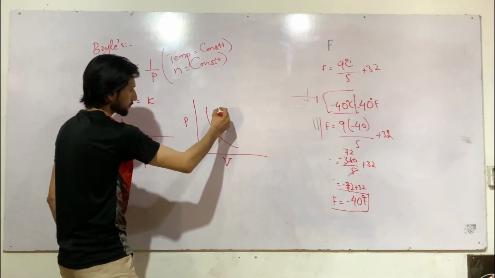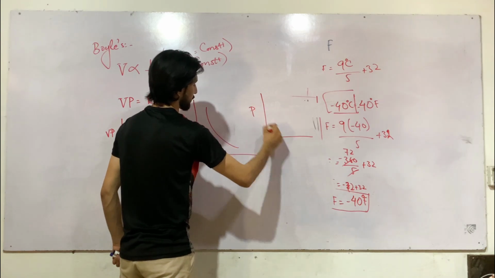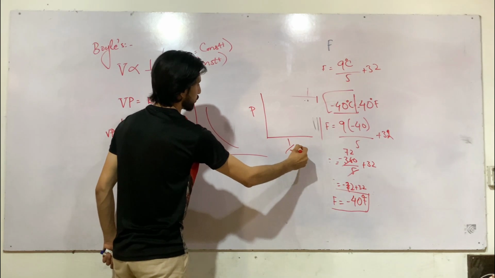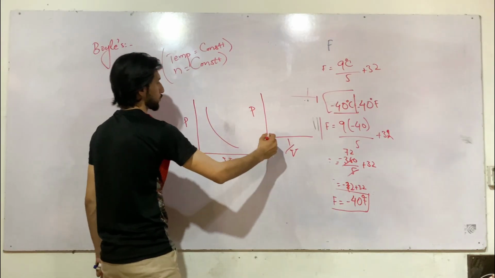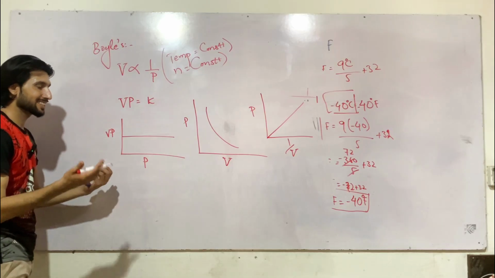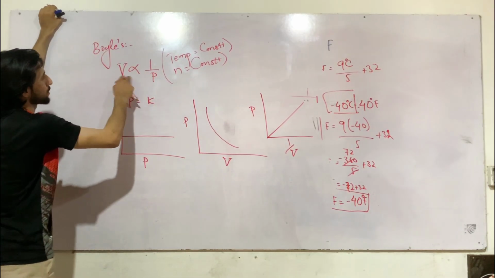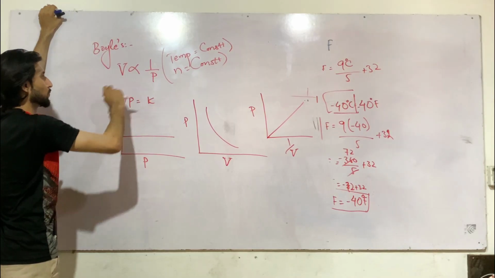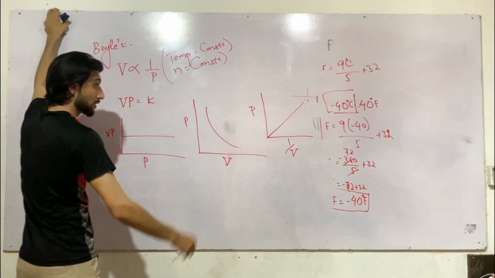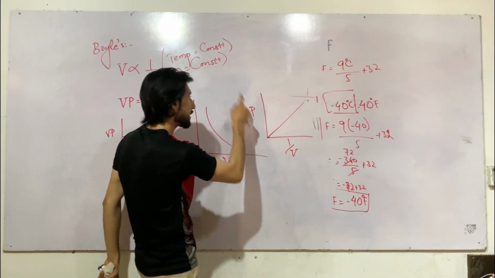Now, what will be the relation between pressure and one over volume? If you were to plot a graph of pressure versus the inverse of volume, you will get a straight line, because there is a direct relation with the inverse of the volume. As we can see, the inverse of pressure is directly proportional to volume. The inverse of volume is directly proportional to pressure.